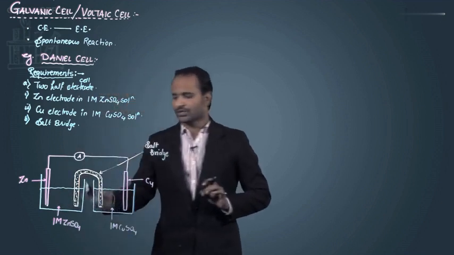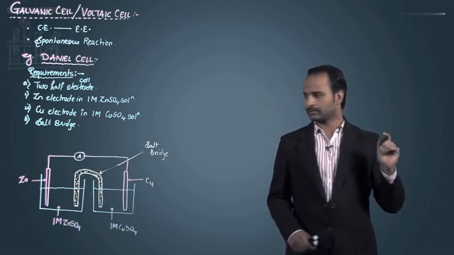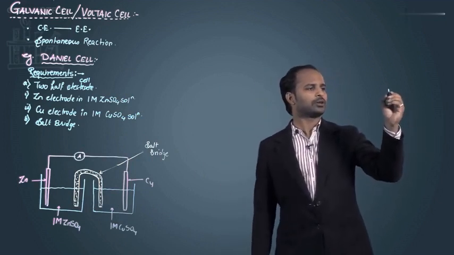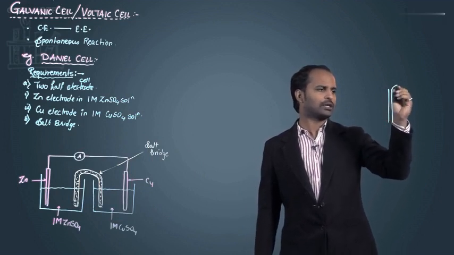Okay, now let's talk about the salt bridge first. So what is a salt bridge? The salt bridge is nothing but an inverted U-shaped glass tube, as it is in the diagram.